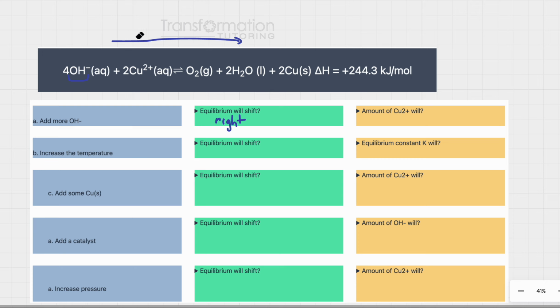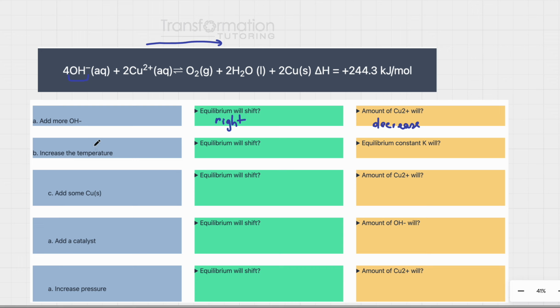So with that in mind, let's answer the next question. What would happen to the amount of Cu2 plus? I am shifting to this side. So if I'm shifting to the right, what happens to Cu2 plus? It will decrease. And there are many different ways to ask Le Chatelier's principles. Some teachers will just ask you about where the equilibrium shifts, but some teachers will also ask about their substances, equilibrium constants, and so forth. So this is going to be a more thorough explanation.